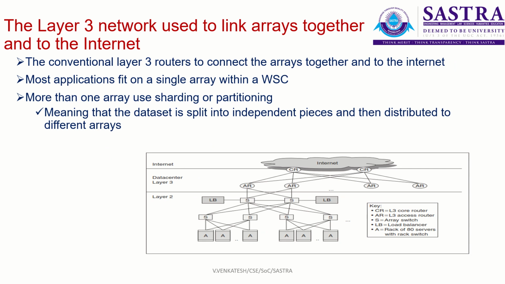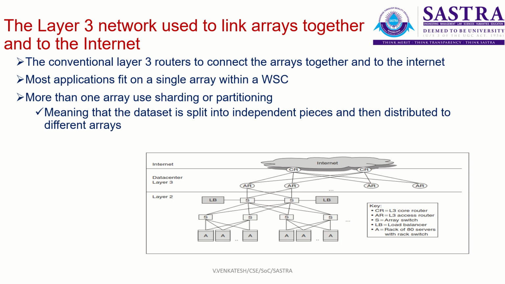Finally, before concluding this lecture, we have one infrastructure diagram. This diagram shows how the connection establishment is going to be. There is a layer 3 network which is used to link arrays together along with the internet. The role of the conventional layer is to connect the arrays together to the internet. In most applications, we will use only a single array within the warehouse scale computer to establish the connection with the servers as well as internet connectivity. But in rare cases, we will go for multiple arrays also.